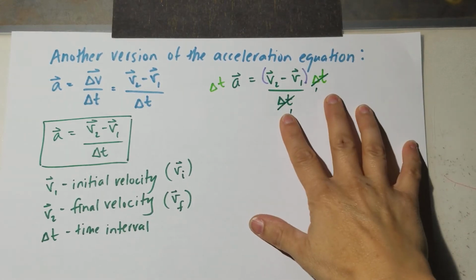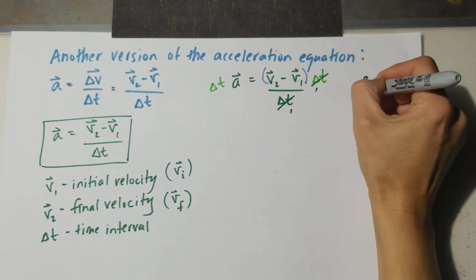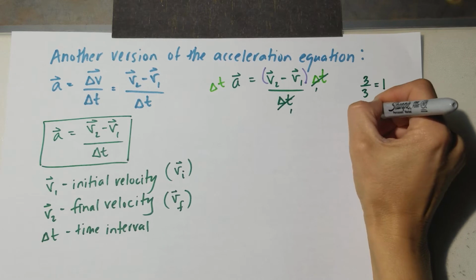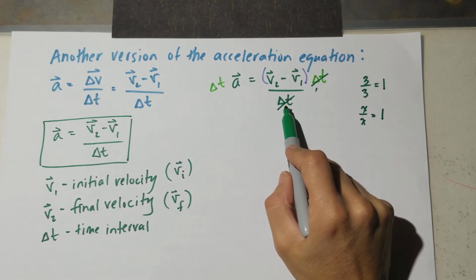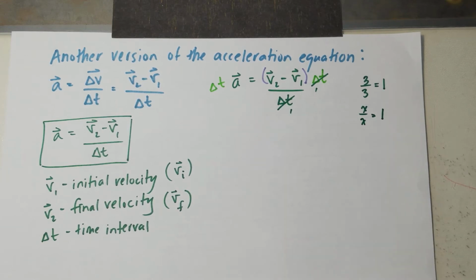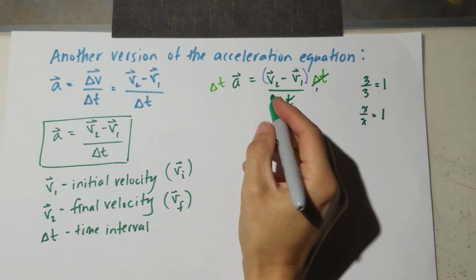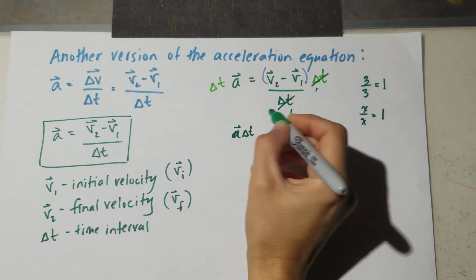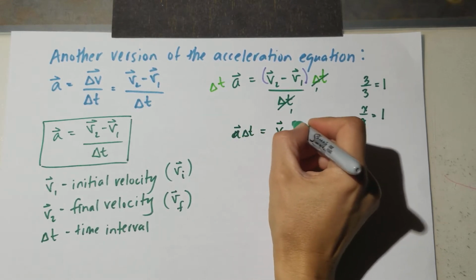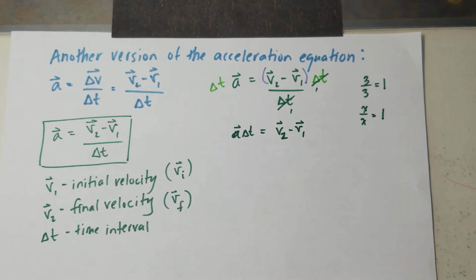Just like numbers, the same things work with terms. And what I mean by that is 3 divided by 3 equals 1. X divided by x equals 1. Well, delta t divided by delta t equals 1. Okay? So what am I left with? I'm just going to flip these around. A delta t, sorry, my A is messy there, equals V2 minus V1. So now I'm still working at isolating, okay?